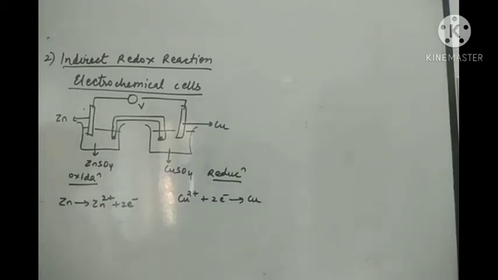Now, electrochemical cells we are going to discuss further in class 12th. But the electrochemical or galvanic cells which we use in our day-to-day life, in toys, in mobiles, in remotes, they are all having redox reactions only.